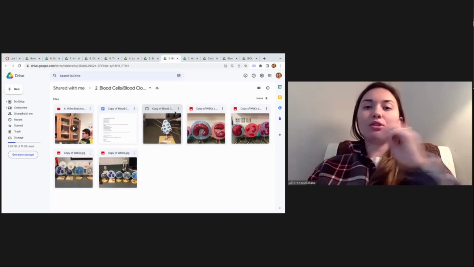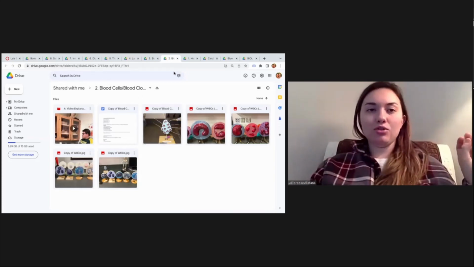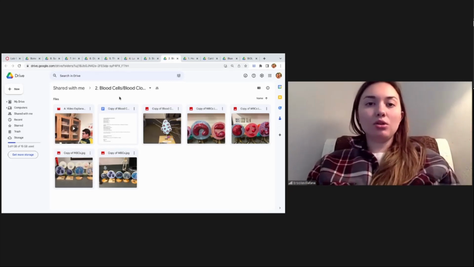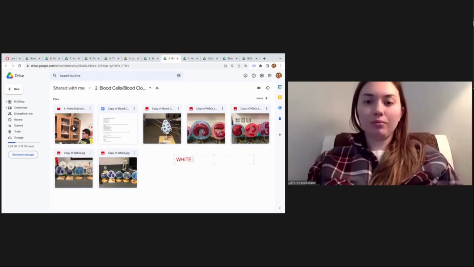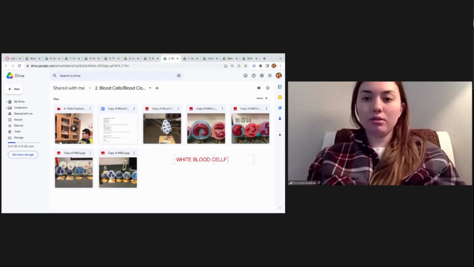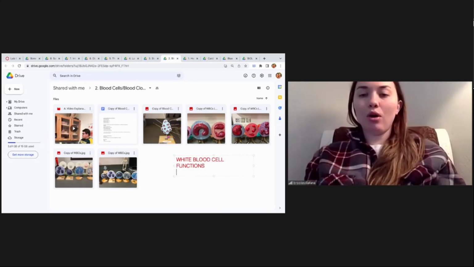So where do you need to know functions? Because I usually get asked this. The white blood cells, you need to know their functions. White blood cell functions. So remember our mnemonic.